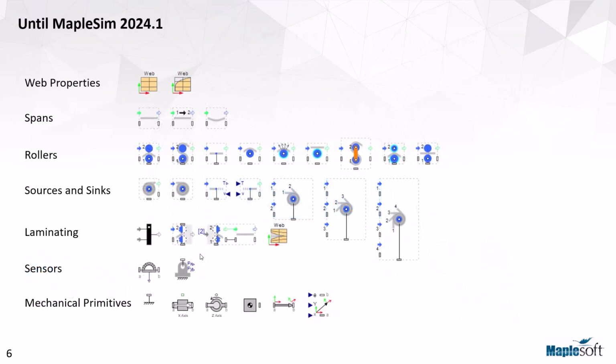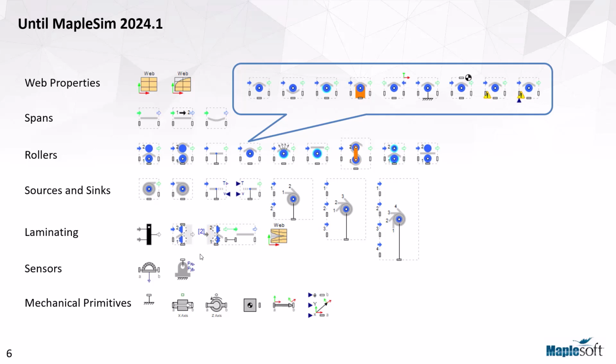If you have seen our last webinars about our former releases of our web handling tool, then you know the main structure of our library. It comes with a lot of rollers, with definitions for spans, winder, unwinder, and other components. All these components have a theoretical background based on differential equations, and all of these components, for example, a roller, have a lot of features in them.